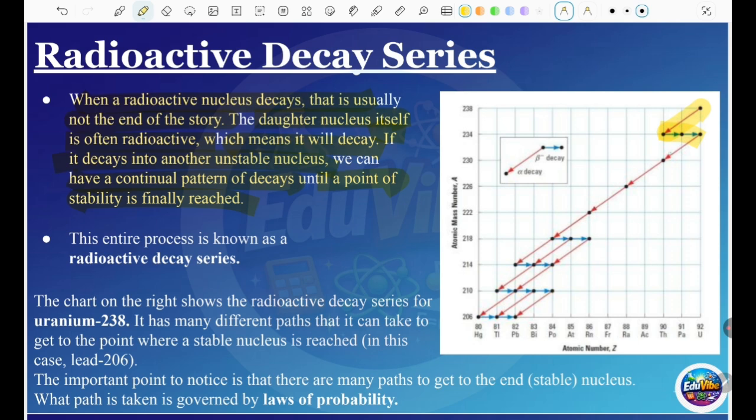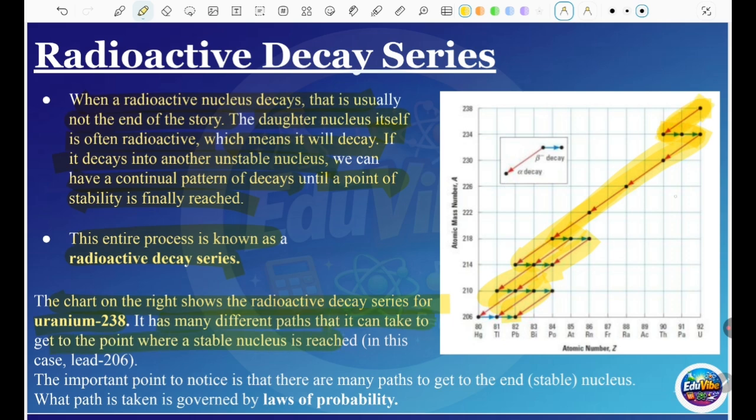So the first decay happens, then that daughter nucleus does another decay, and decays and decays in a continual pattern like this. The entire process is called the radioactive decay series. The chart on the right shows the radioactive decay series for uranium 238. It has many different paths that it can take to reach a stable nucleus.